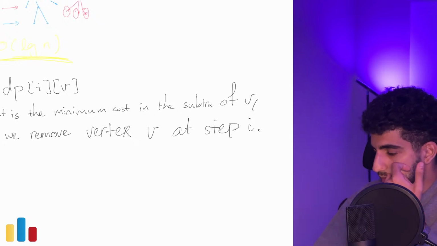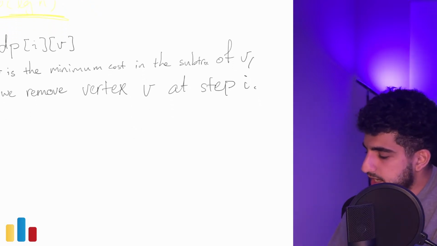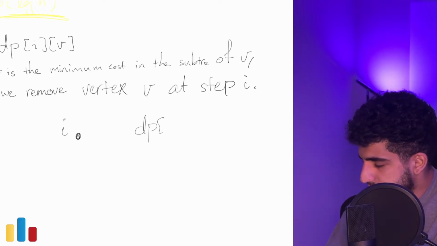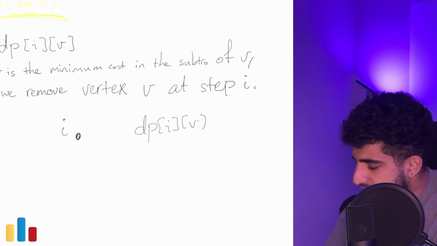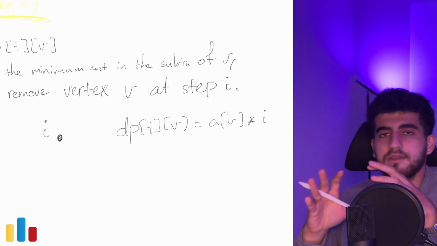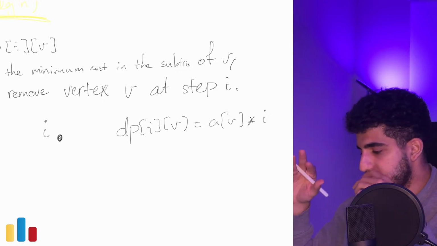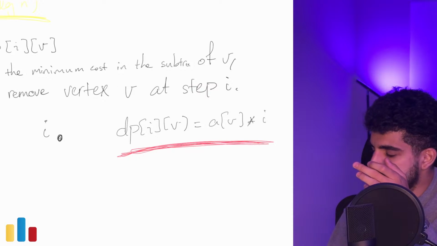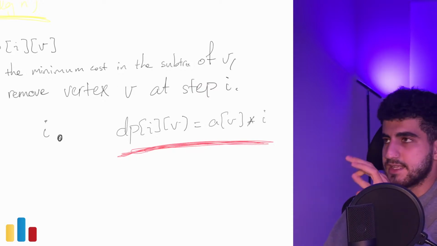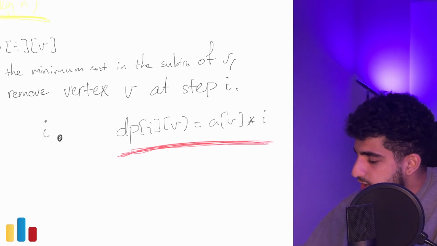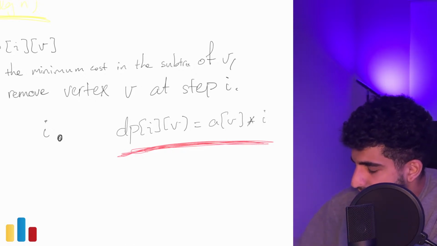Okay, so dp of I and v is initially going to be a of v times I. Why is it a of v times I initially? Because vertex v itself is going to be alive for I steps. So initially dp of I and v is a of v times I. That is how much that vertex itself contributes to the final answer. And I should add the dp's of the children, for each child.